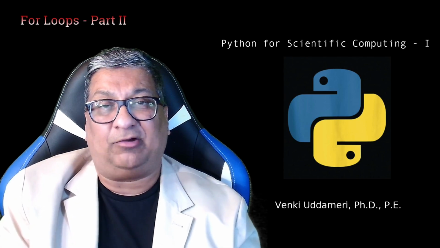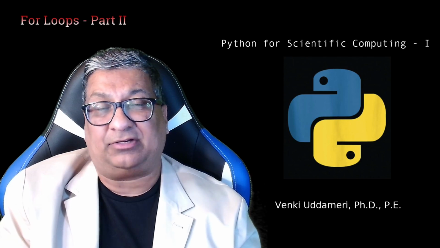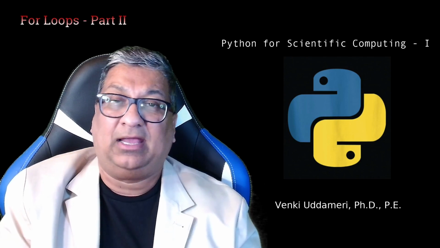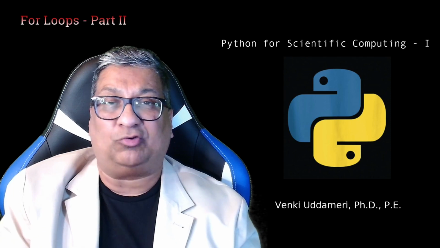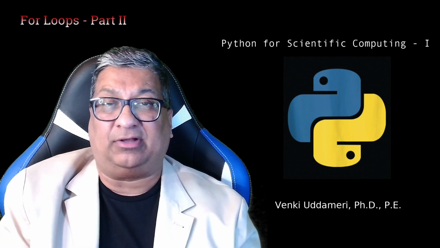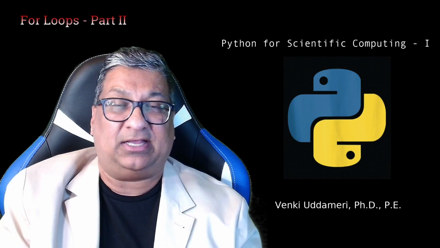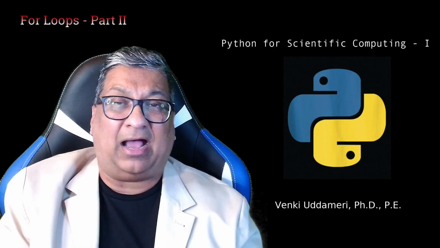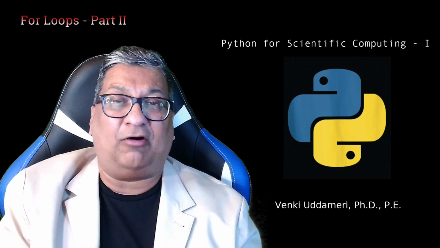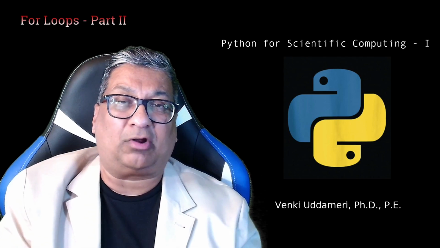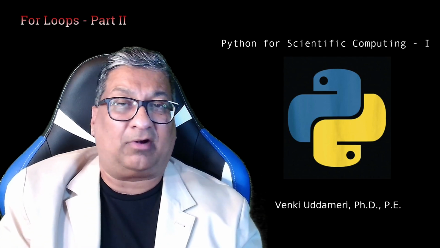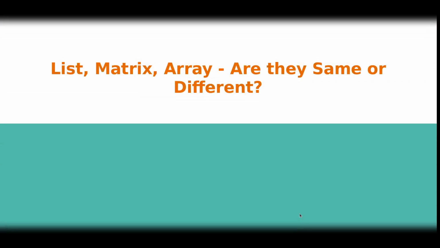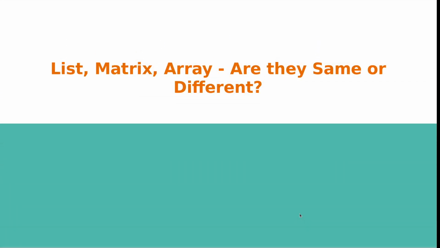In the last video, I provided you an introduction to for loops in Python and how they can be used to work with one-dimensional data structures such as lists. In this video, I'm going to show you how for loops can be used to work with two-dimensional or higher dimensional data. So before we jump into two-dimensional and higher dimensional data, let me start off with this question.